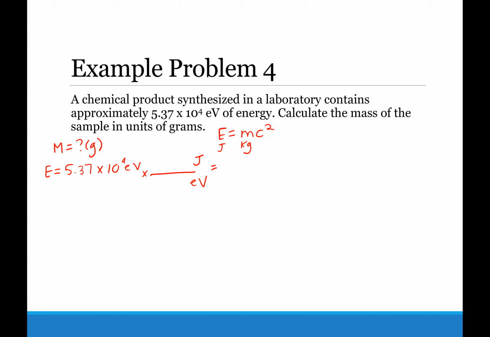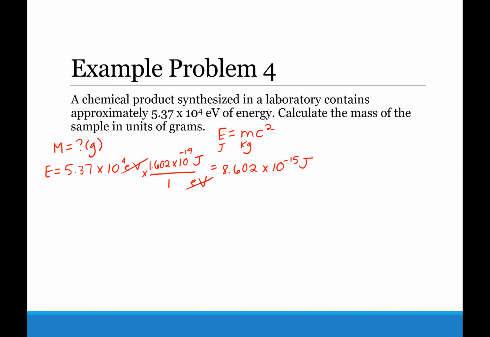We saw that 1 electron volt is 1.602 times 10 to the minus 19 joules. So electron volts cancel, and if you multiply their value for E by the constant for joules, you'll get 8.602 times 10 to the minus 15 joules of energy.